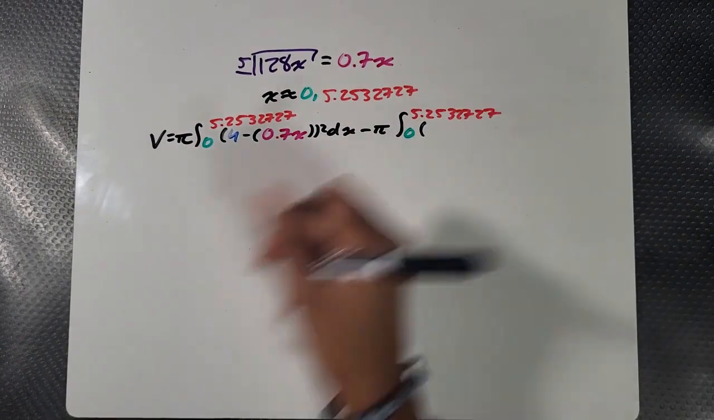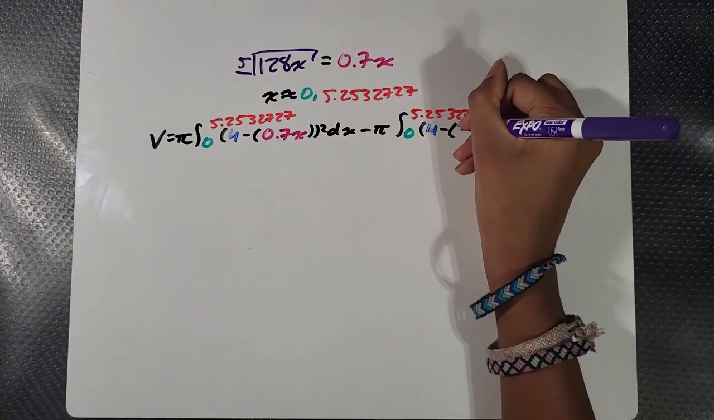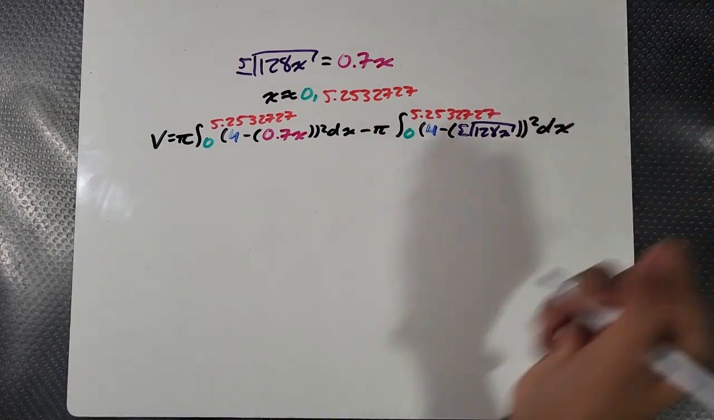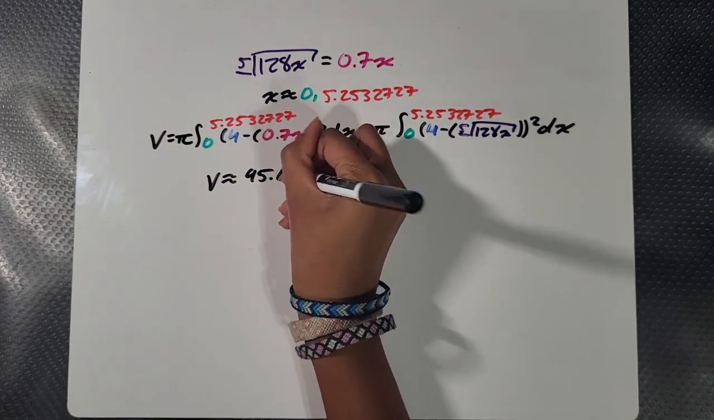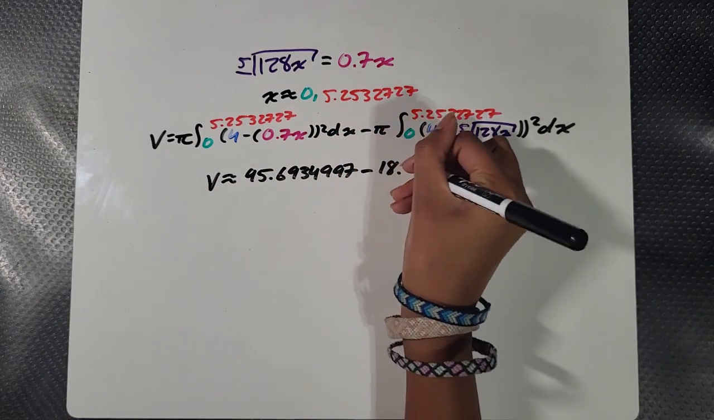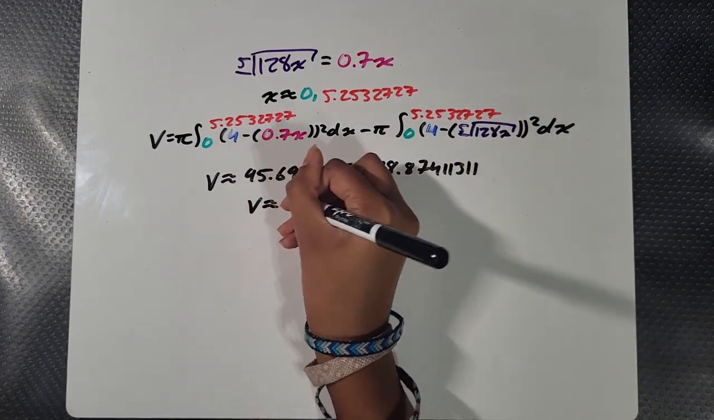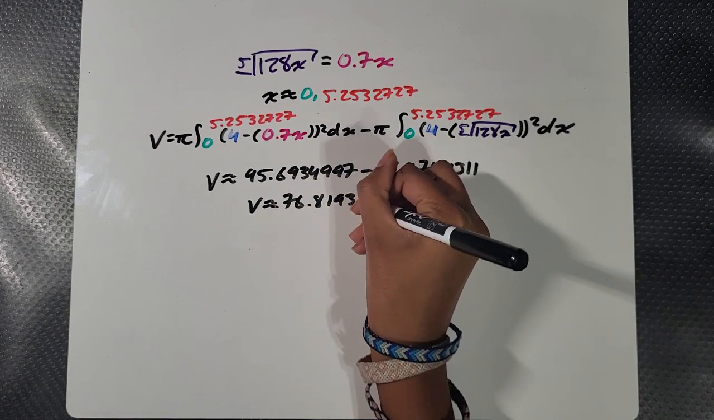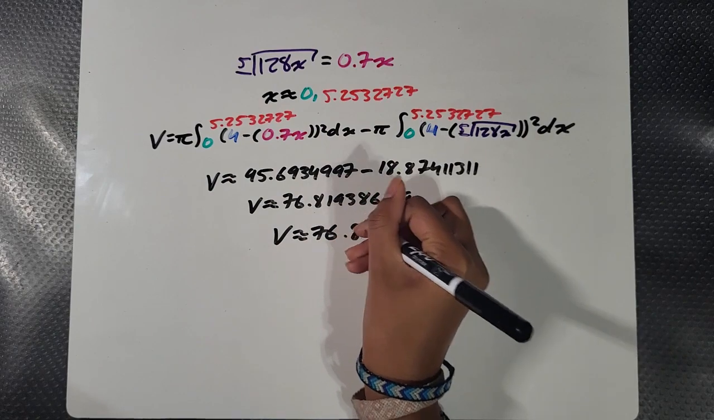This is because in the graph y equals 0.7x is always above y equals the fifth root of 128x from 0 to 5.2532727. We get 95.643497 for the first integral and 18.87411311 for the second. And after subtracting the two, we get 76.819386959, which rounds to 76.819.